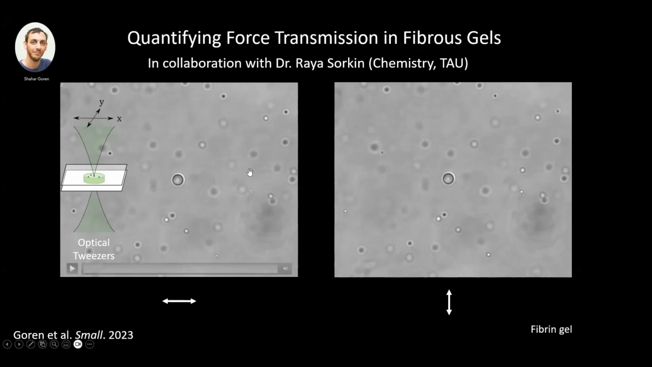In this case, this is probably fibrin. So you can't see the fibers because it's not fluorescent. This is just bright field. And here we used optical tweezers. So it's a great system to manipulate objects with the power of light. It's a collaboration with Raya Sorkin from chemistry here at Tel Aviv University.